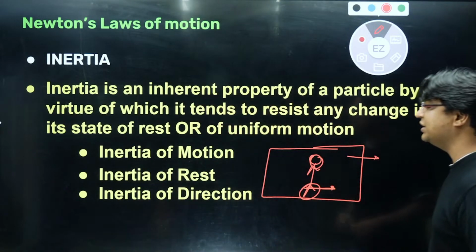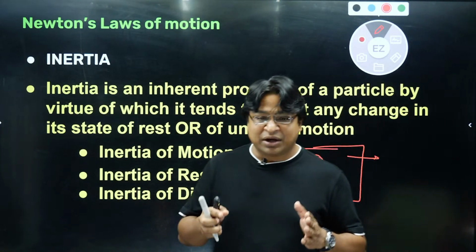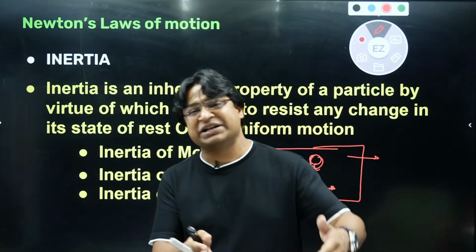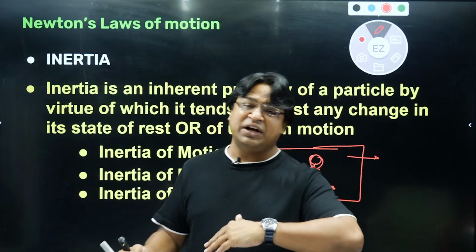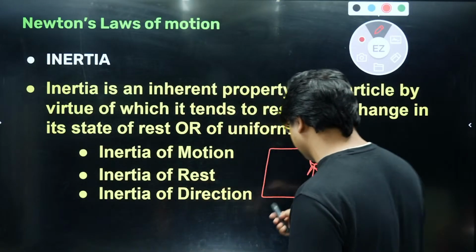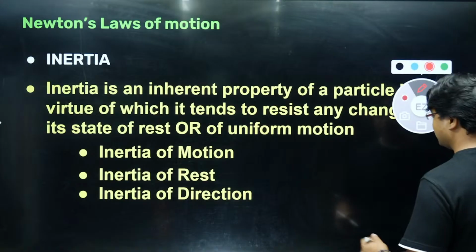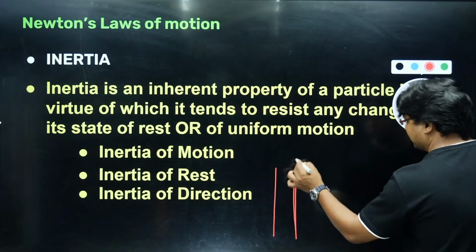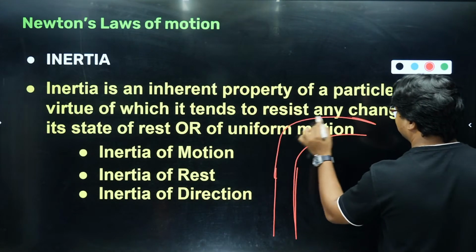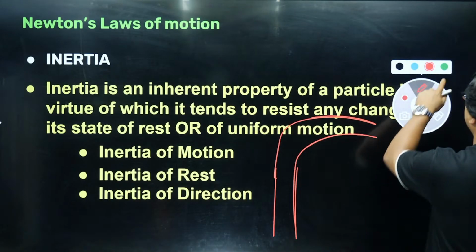Okay, and then what is inertia of direction? So when the bus, the same example, when this bus takes a turn, we feel as if we are falling outwards. Okay, I'll try to explain that using a figure. So suppose this is a turn, this is a right turn, and we are looking from the top. Let's say we are sitting in a helicopter and we are looking from the top.